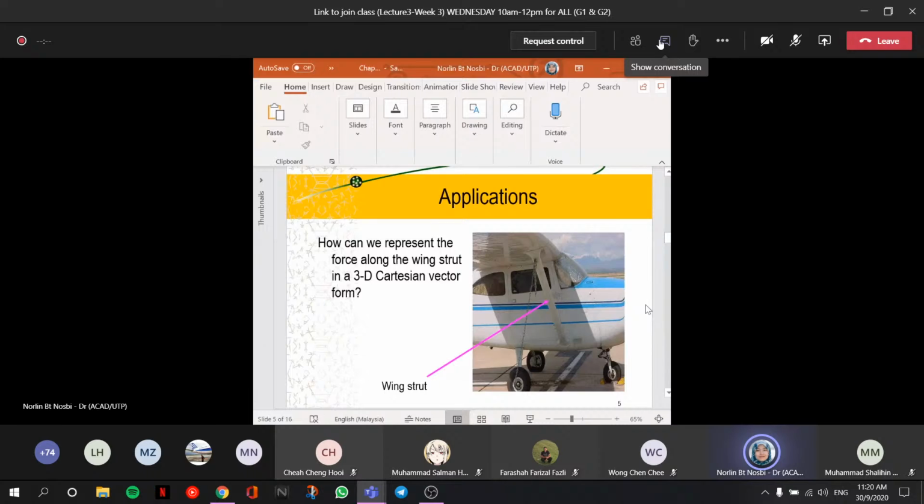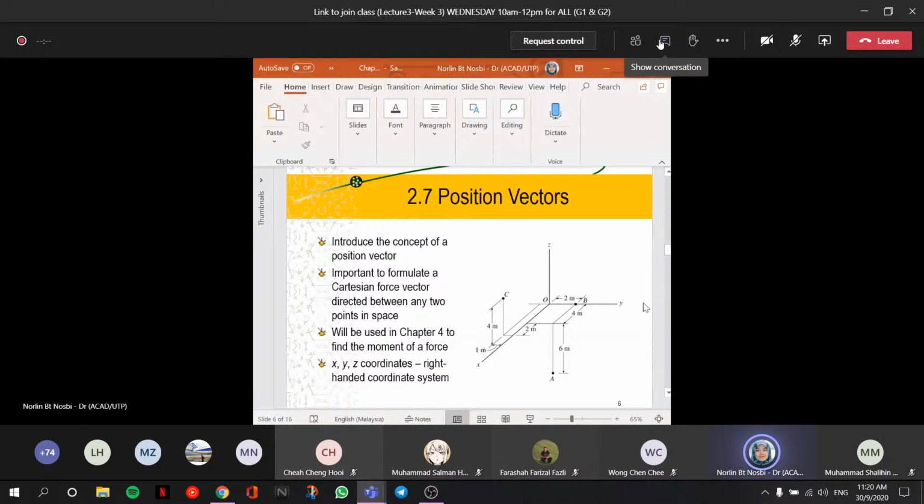Okay, for position vector, of course you know at these points, for example A, B, and C, there's a coordinate for each point. So you need to find the coordinates for X, Y, and Z. In this situation it's 3D, so there's i, j, and k. Later in chapter 4, you need to use this knowledge to find the moment of the force. So that's why you need to learn the basics first.